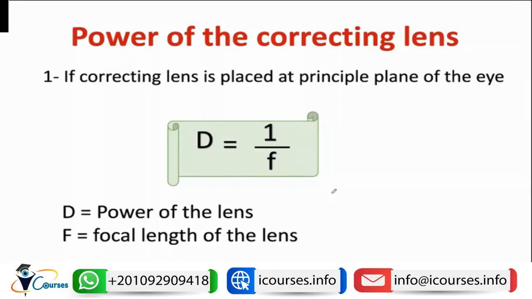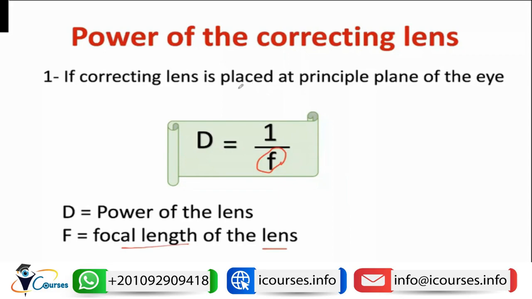Okay, so now we need to know how to calculate the power of the correcting lens. We said the principle, so let's have the calculations. We said that the power of any lens will be equal to 1 divided by the focal length. This is the number one rule in optics: the power of any refracting surface equals 1 divided by the focal length of this surface. So if we put a lens in front of the eye, the power of this lens will be equal to 1 divided by the focal length of this lens.